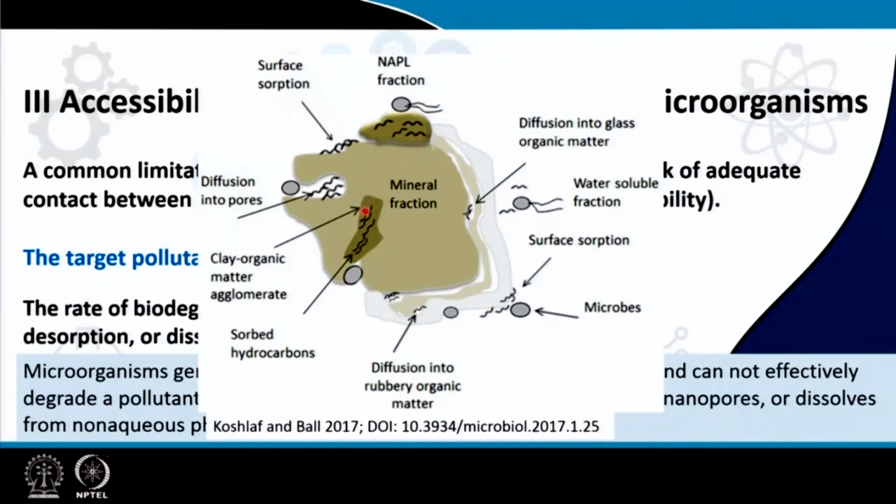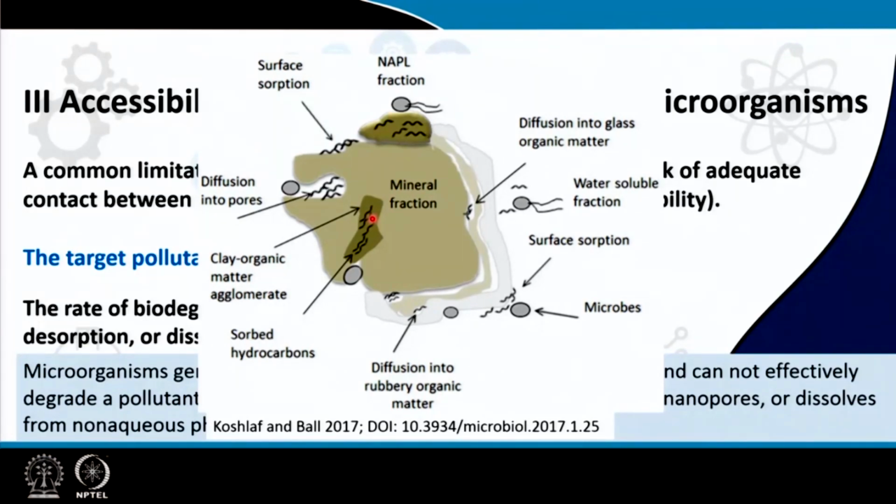Surface sorption and diffusion into pores. So, in the mineral phase there are pores in which the organic pollutants are residing, and the microbes are unable to react with them. The spherical structure is for the microbe. Microbes are unable to reach there because the pollutants are sitting inside and have a stronger interaction with the mineral fraction. So, ideally we need to consider how the pollutant organic molecule will become available to the bacterial strains or the microbial strains.